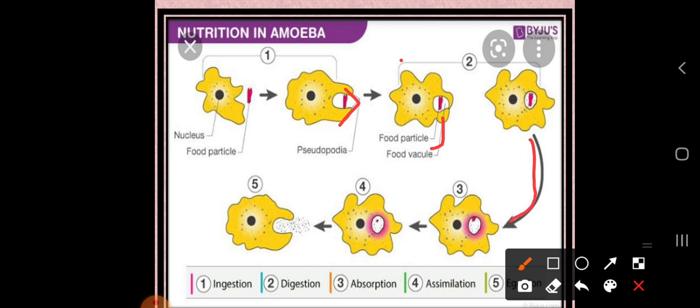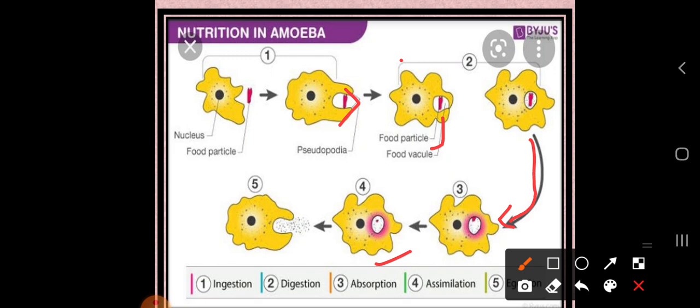In the third step, what happens? Absorption. Whatever main requirements there are for the development or movement of our body, we have taken from the food. So this is absorption. In the fourth part, assimilation takes place. Whatever nutrients are required by our body we have taken here, and we have converted this food particle into fluid or solid particles. Then in the fifth part, after taking the nutrition from the food particle, whatever waste materials there are in the amoeba are removed from its body.